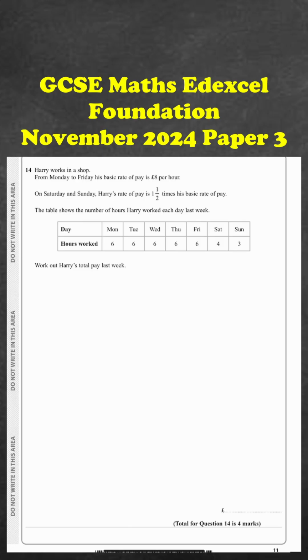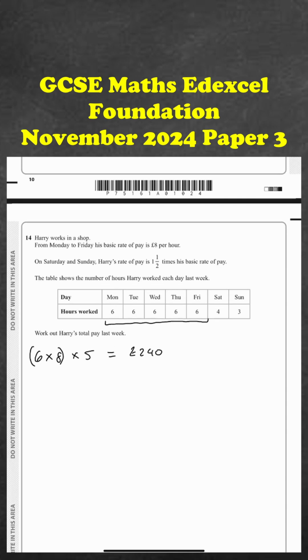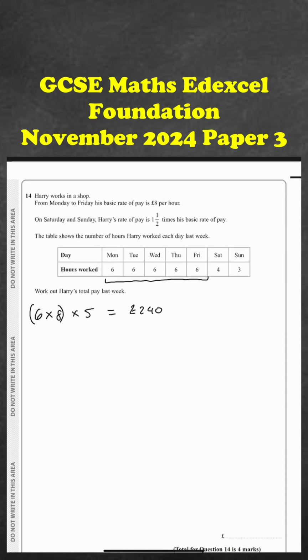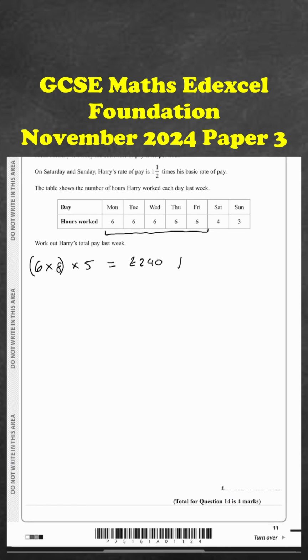So £8 per hour for 6 hours a day, 5 times straight away. So 6 times 8 times 5. Nice and easy start. So that's going to be 48 times 5, £240 for weekdays.